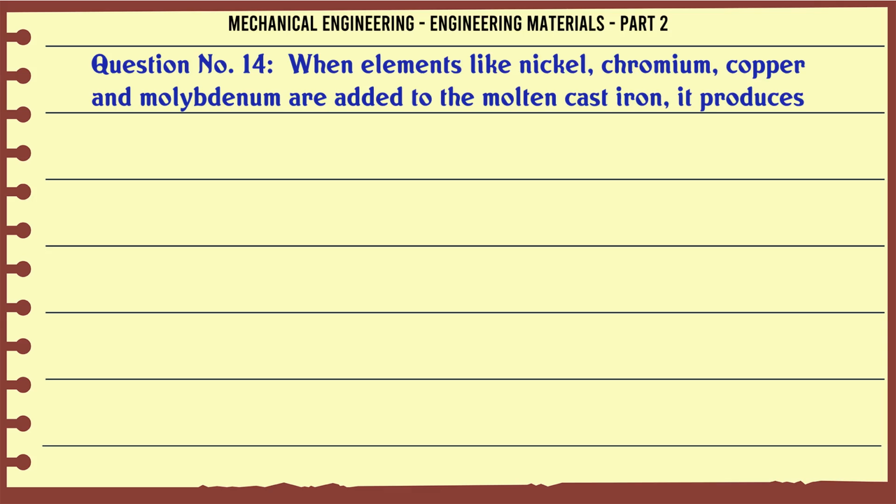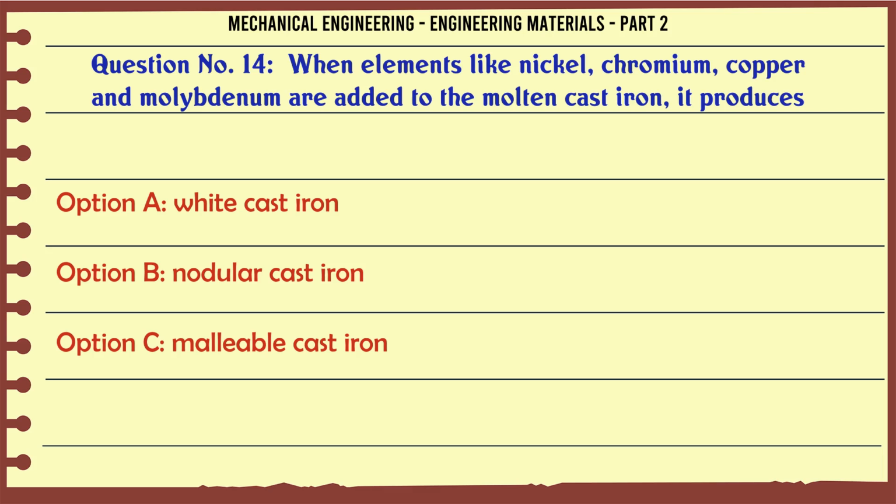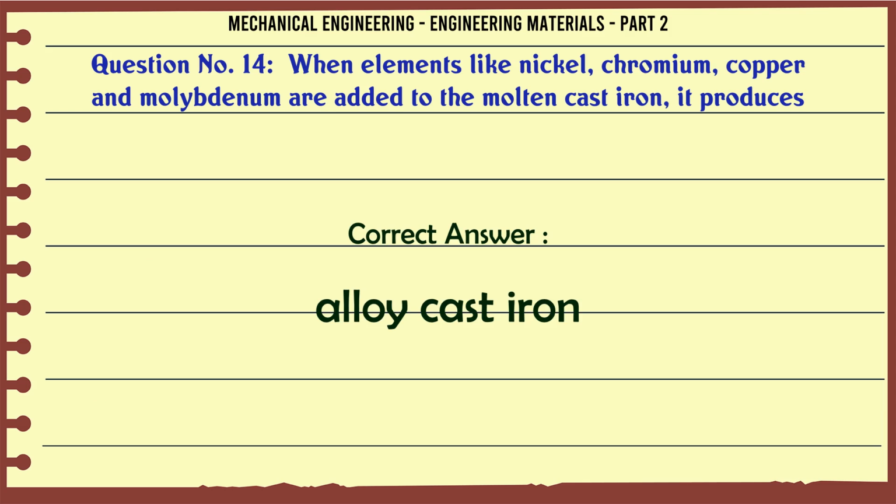When elements like nickel, chromium, copper, and molybdenum are added to the molten cast iron, it produces A. white cast iron, B. nodular cast iron, C. malleable cast iron, D. alloy cast iron. The correct answer is alloy cast iron.